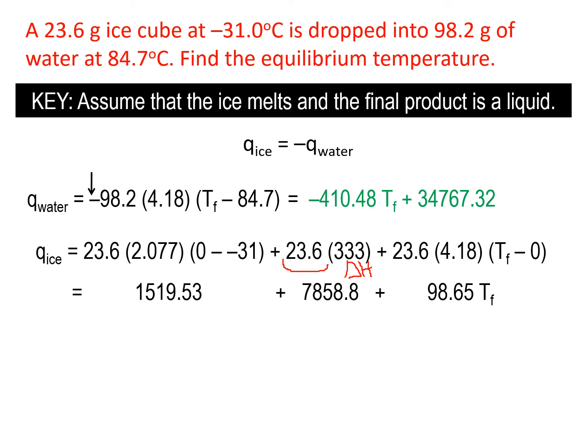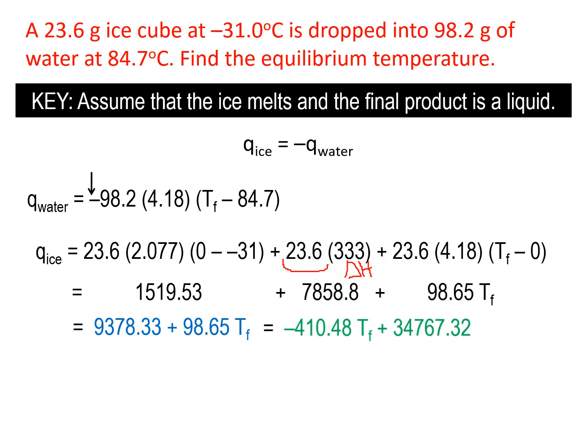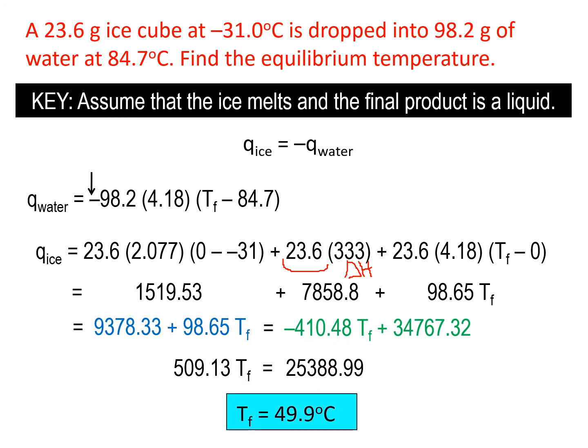And then the ice is going to go from 0 degrees to the final temperature. So this delta temperature is minus 31 to 0. And then it's going to change phases, and then once it gets 0 to the final temperature. So you have to set those equal together, and then you combine your final temperatures in algebraically, and you can figure that out.